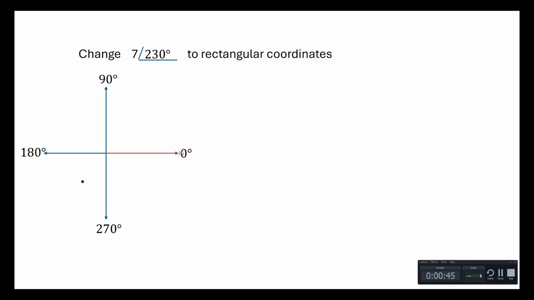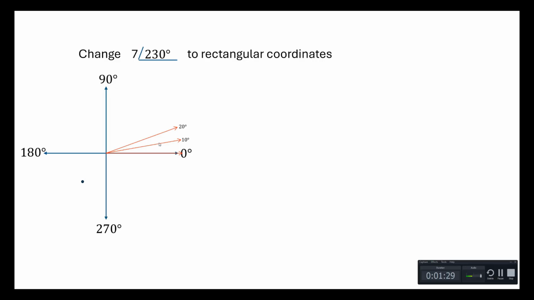So we are going to locate the point that is at 7, 230 degrees, and then we're going to figure out the x and the y coordinates we would need to get to that point. So the polar coordinates, like I said, are 7, 230. And so how do we get to 7, 230? Again, we start at 0 degrees. We're pointing in the positive x-axis direction. And then we just start going counterclockwise around in a circle.